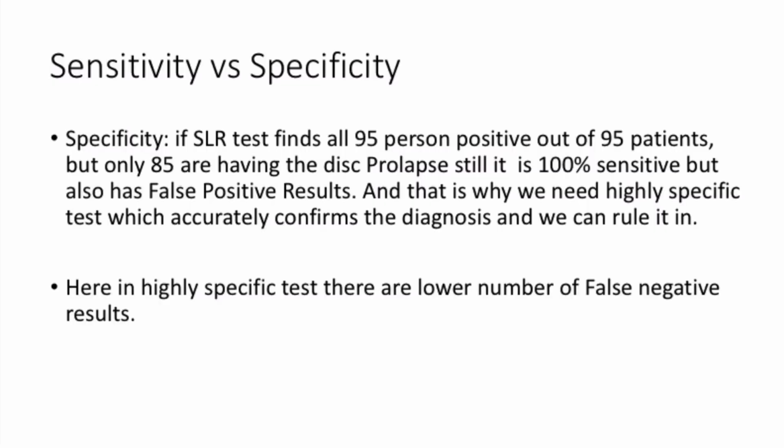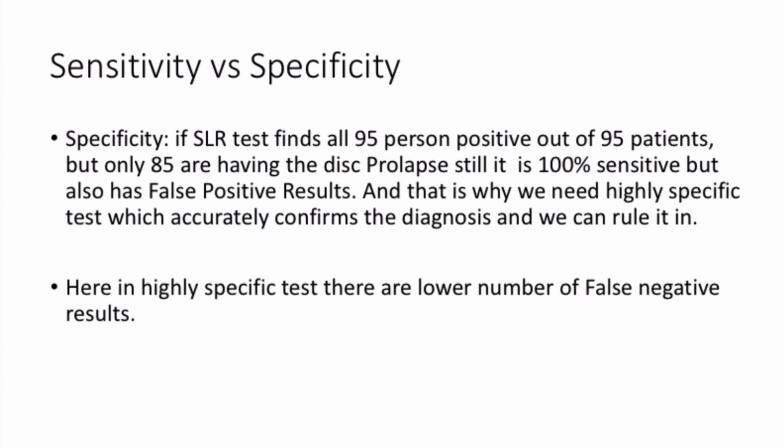So now let's again look at the example of the patients with disc prolapse, where we had 95 patients. Now let's suppose that out of them only 85 were supposed to have this condition of disc prolapse, and we are still able to diagnose 95 people with the disc prolapse. So here it is not affecting the sensitivity at all, because this test is still able to find all the 85 people with the disc prolapse plus 10 false positive results. So that is not going to affect the sensitivity of the test, but that is going to affect the specificity.